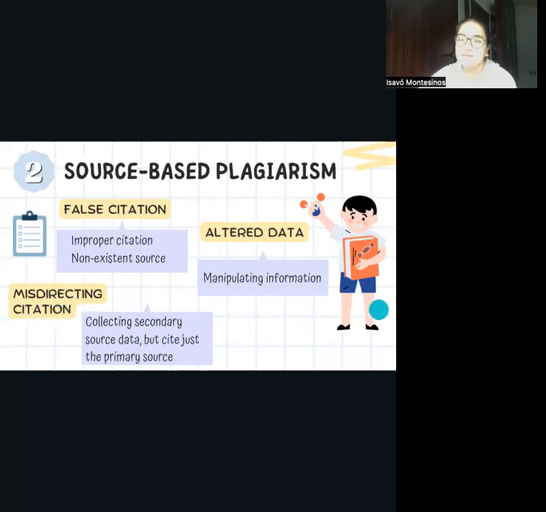Misdirected citation is when a person collects a secondary source of information, but he or she just cites the primary sources. Maybe it's because some people think that secondary sources of information are not as important as primary sources, but that's completely wrong. Both are quite important. Data fabrication or altered data is when someone manipulates the information, removes or changes the information from a source and tries to create a false impression, false information that, of course, is not reliable.